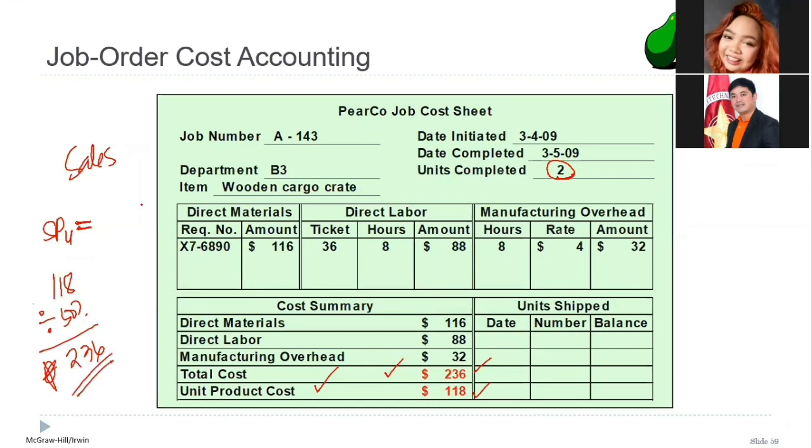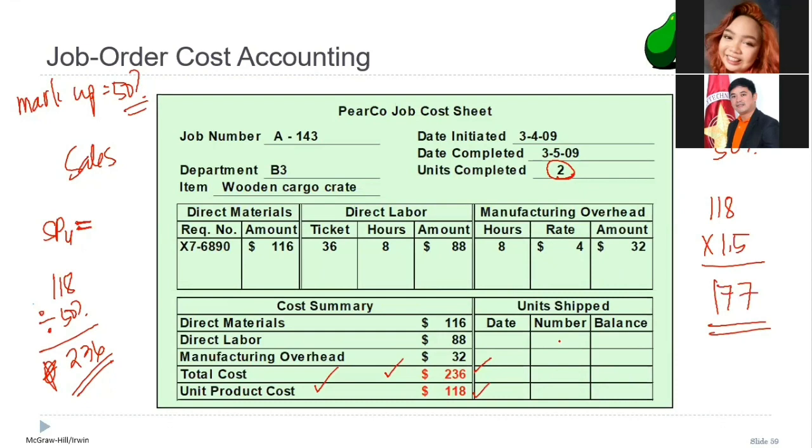Don't be confused. We said the markup is 50%, silent, so sales is the basis. But when we say markup on cost is 50%, that is when you use 118 times 1.5, so the answer is 177. Okay? So 118 plus 0.5 of it, which is 59. Correct, so 177.